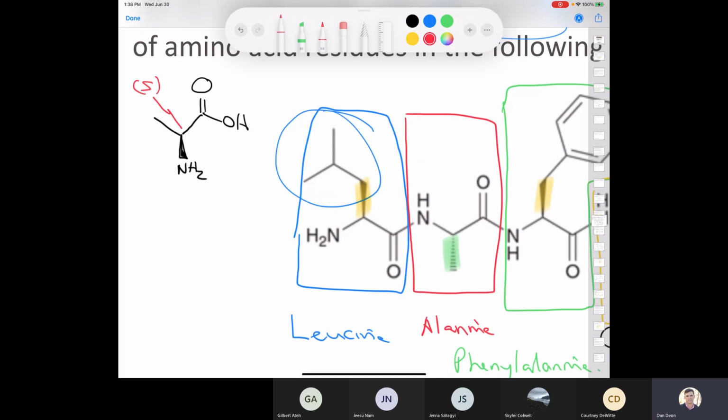There's only one naturally occurring amino acid that's R. And you could probably look at their structures pretty quickly and figure out which one it is. Sorry, I got to go back to my chat here. Did anybody figure that one out? Okay. The only one that's R is cysteine. Okay. And let me show you why.